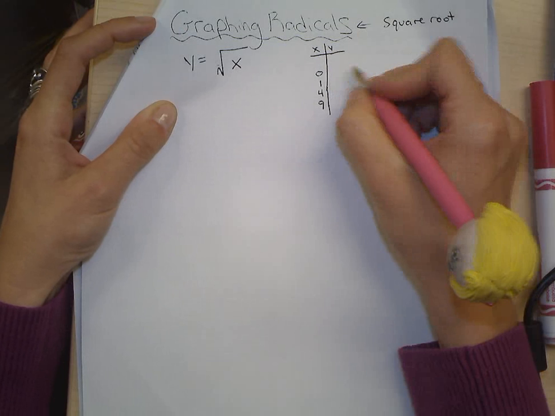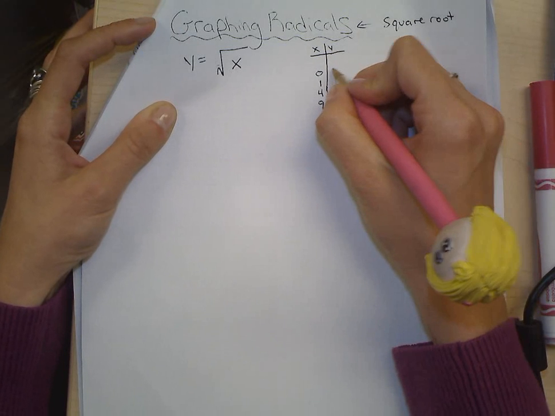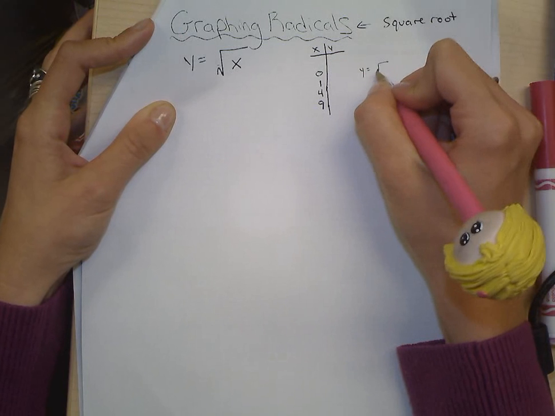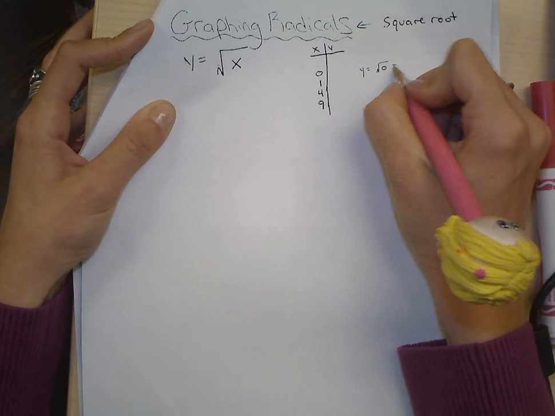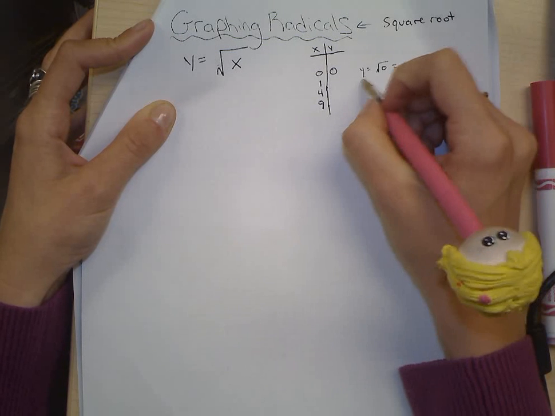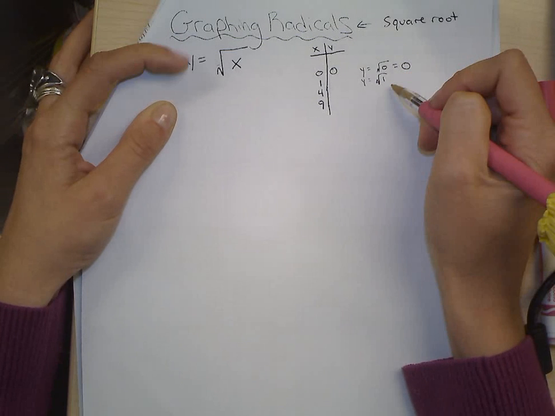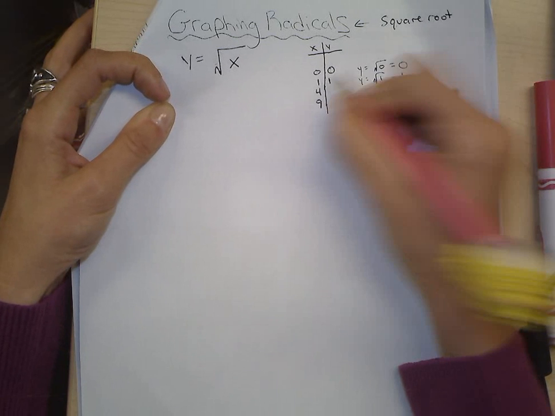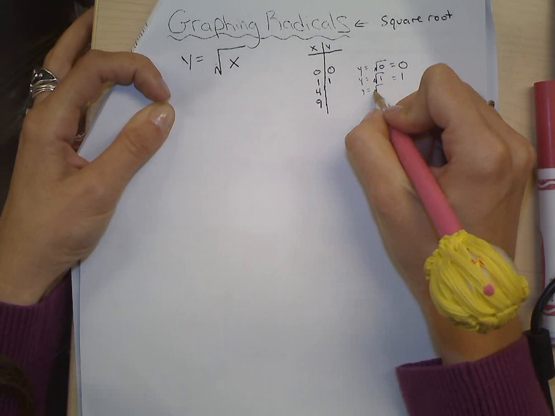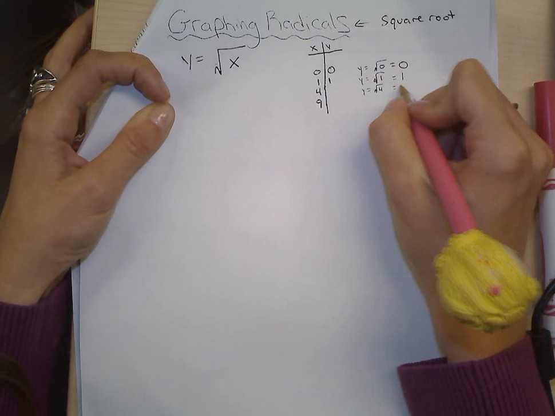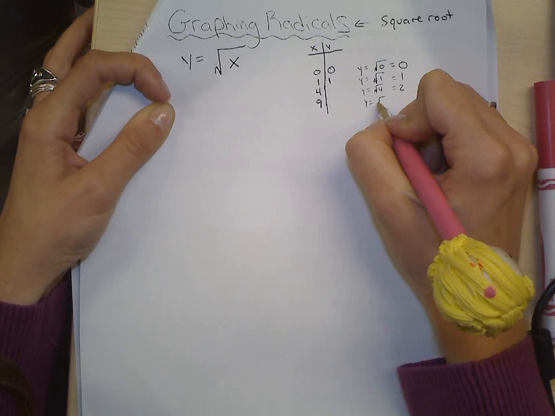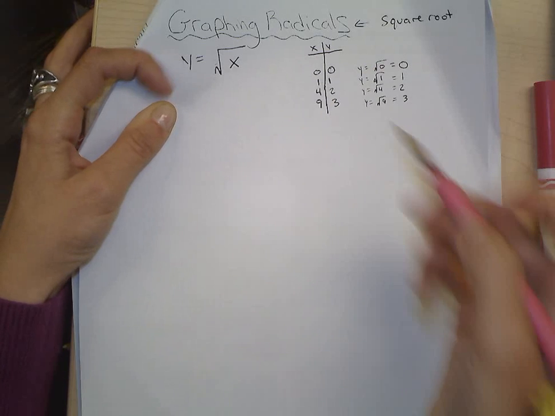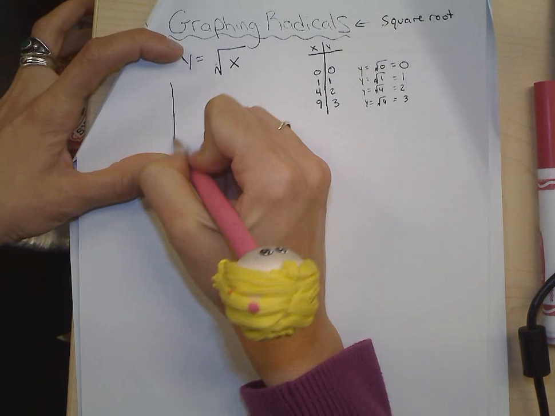So if I'm solving for y, y is equal to the square root of 0. The square root of 0 is just 0. And then y is equal to the square root of 1. Well, I know 1 times 1 is 1, so that means the square root of 1 is 1. And then y is equal to the square root of 4, so that means 2. And then y is equal to the square root of 9, which is 3. So I'm going to plot those 4 points to see what this graph looks like.